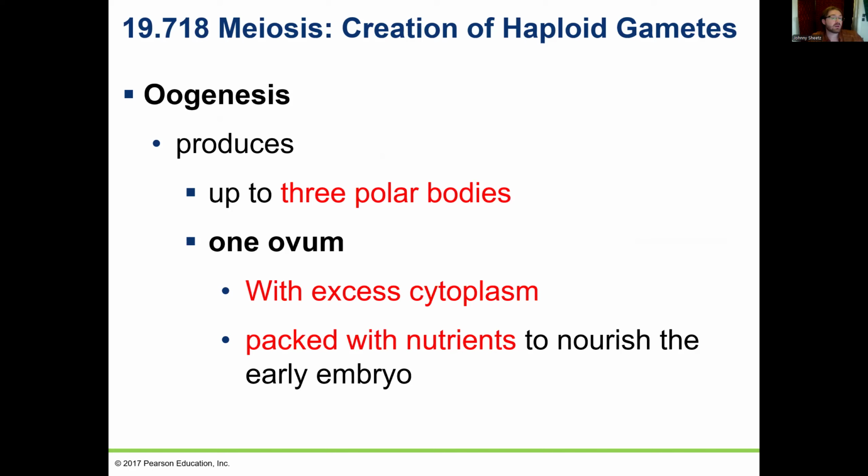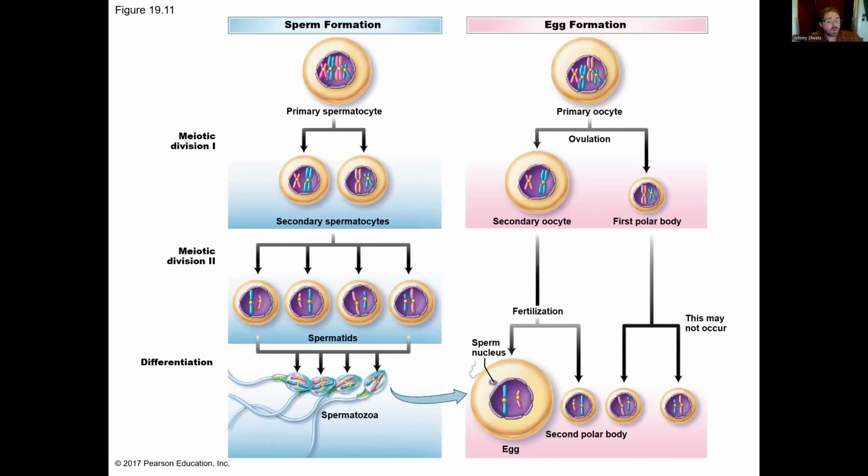Oogenesis, also known as egg creation, produces up to three polar bodies, which are non-functional, but only one ovum. When we are specializing into creating sperm cells, every single one of the spermatids is viable. So each of the daughter cells will become a living adult sperm cell. When we are making an egg, the cytoplasm is not evenly distributed during division. And so we end up creating one gigantic daughter cell that contains most of the cytoplasm, and then these little polar bodies that are absorbed for nutrients.